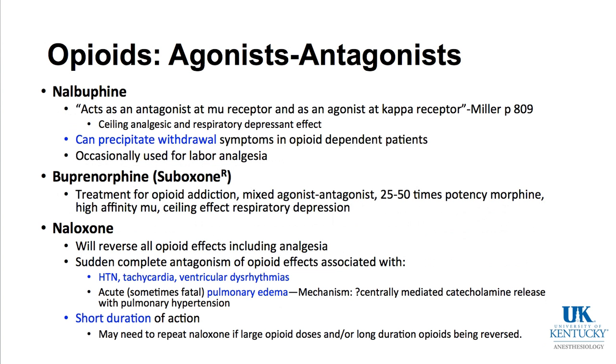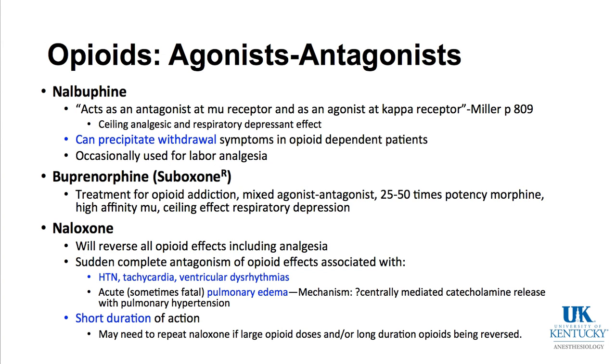Now, there are drugs that not only have agonist action, but antagonist action. The agonist-antagonists are nalbuphine and buprenorphine, and naloxone is an antagonist. Nalbuphine acts as an antagonist at the mu receptor and has a ceiling analgesic and ceiling respiratory depressant effect, and occasionally is used in obstetrics when epidurals are not being administered for whatever reason. If a patient is opioid dependent and is administered nalbuphine, because of its antagonist effect, it can precipitate withdrawal symptoms.